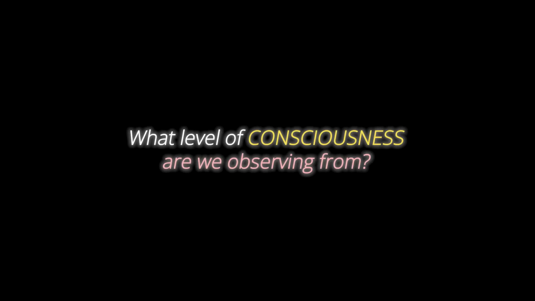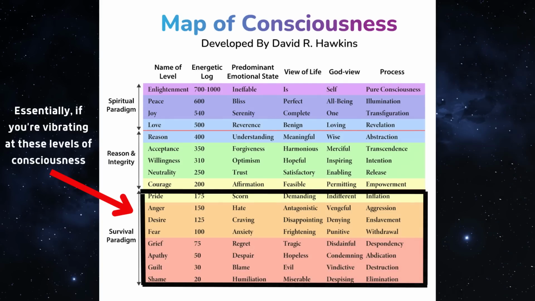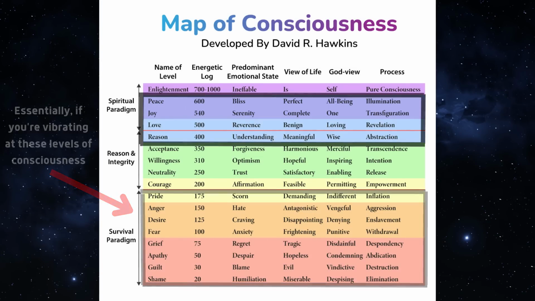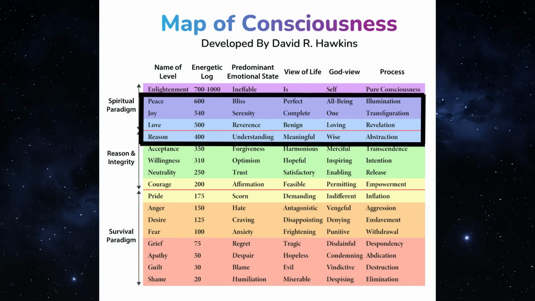So ultimately, what level of consciousness are we observing from? If we're observing from lower levels, we're going to get less of what we want in our lives. If we're observing from higher levels, life becomes more coherent, it becomes more smooth, it becomes more beautiful.